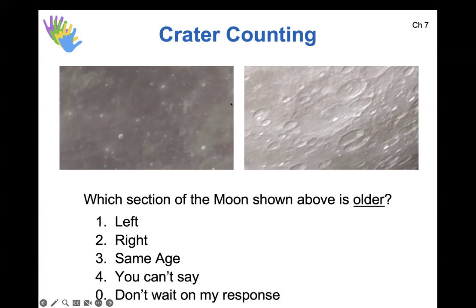As an example, if we look at the moon, we can see a section where it's smooth. There's very few craters, and we can see a section with a great number of craters. And if crater counting can help us tell age, what do you think would suggest the greater age? The smooth section or the heavily cratered section? Which one is older?